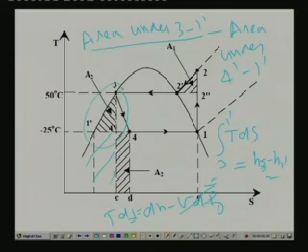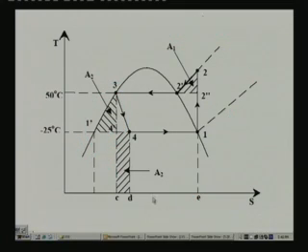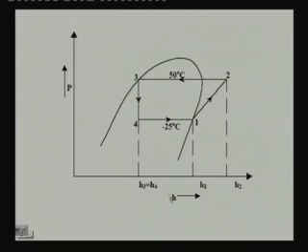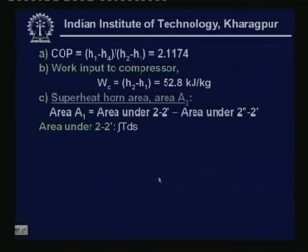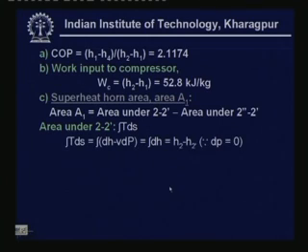And this rectangular area, that is area under 4 dash 1 dash, is nothing but TE into S4 dash minus S1 dash. So that is how, once you have the cycle diagram, you can easily find out the required areas. So that is what is done here. I have explained this procedure.